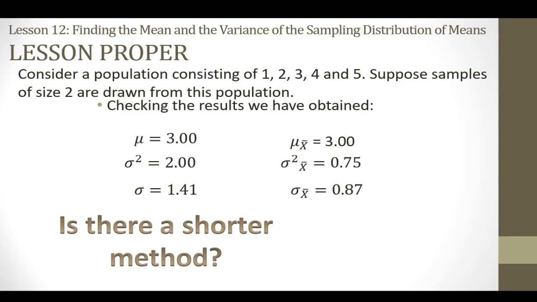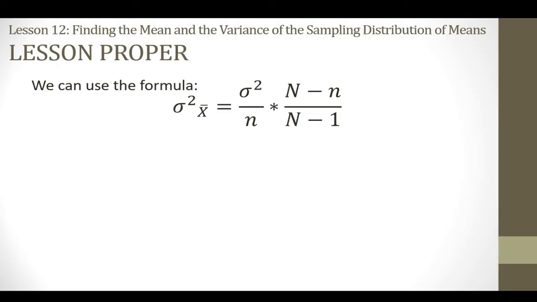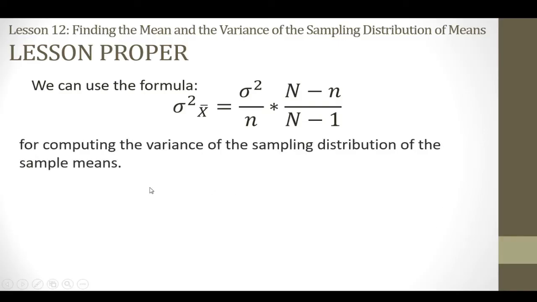However, is there a shorter method, sir? Yes naman, of course. Since this is the 21st century, maraming mas maganda kung gagamitin natin yung formula na ito. For the variance, for the sampling variance, we can get it by computing the population variance, dividing it by the number of samples, then multiplying it with this, n minus n over n minus 1. That is for computing the variance of the sampling distribution of the sample means.